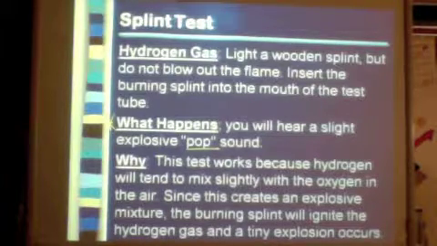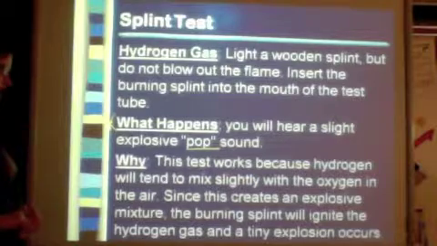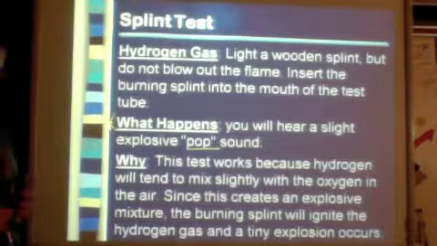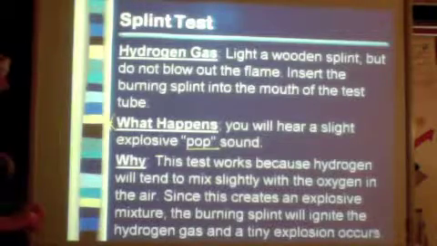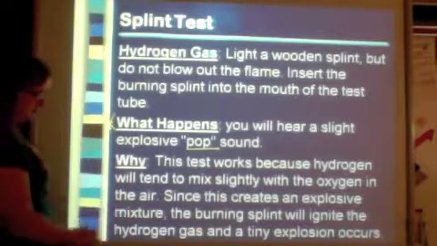The test works because hydrogen tends to mix slightly with oxygen. That's where we get our water vapor and things like that. Since this creates an explosive mixture, burning the splint will ignite hydrogen gas and a tiny explosion occurs.